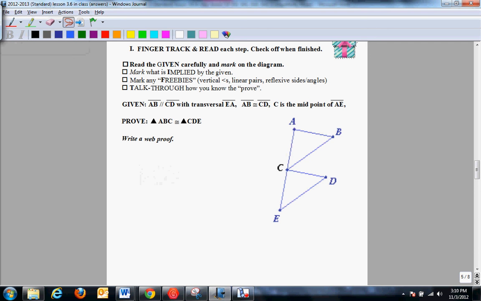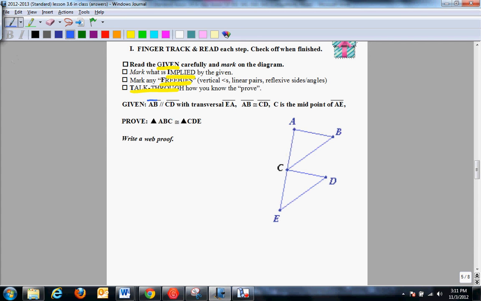Okay, students, we're going to take a look here at how to do this one proof. You are team number 1. We're going to walk through these steps here. We're going to walk through reading the given, marking what's implied, marking freebies, and talking it through how to prove what our given information is. Step 1, let's read the given very slowly and carefully.